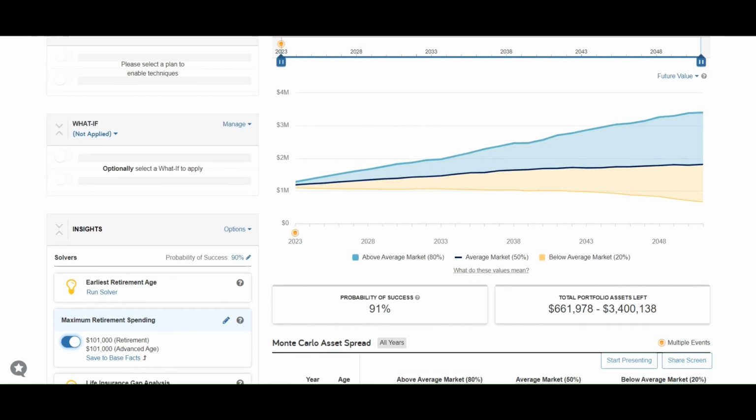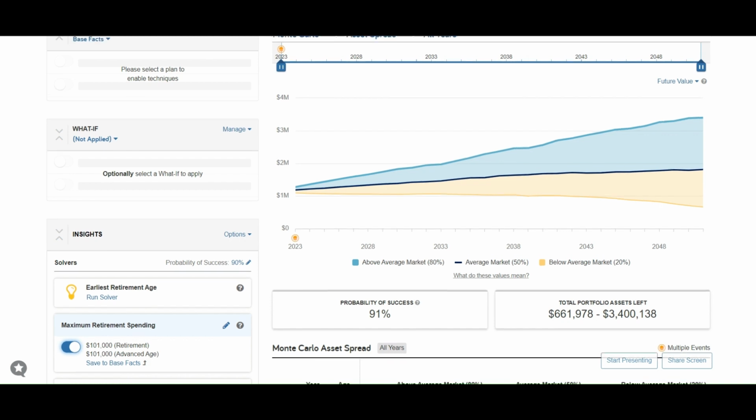And now these clients are able to spend an extra $11,000 compared to what they were originally planning for. That's almost an extra $1,000 a month that these clients can now spend. That could be an extra vacation each year, or a club membership, or gifts to family, or college savings for grandkids. However this couple wants to spend that $11,000 a year, they can do so, and we see they're still in outstanding shape. And as you see here, here's the 91% success rate for them, spending $101,000 a year.